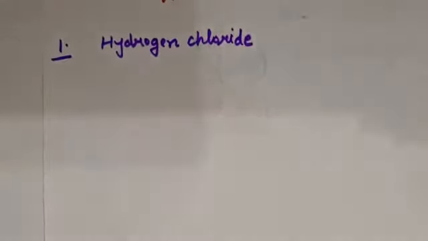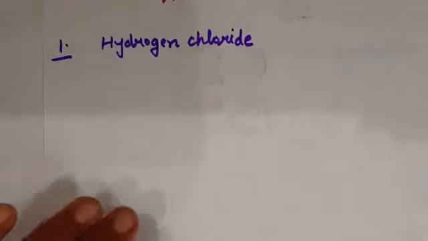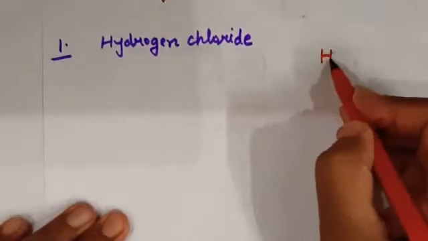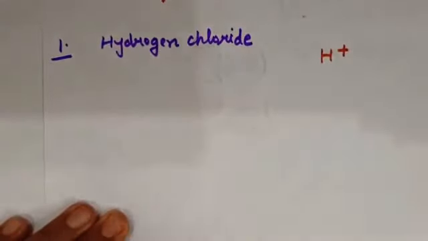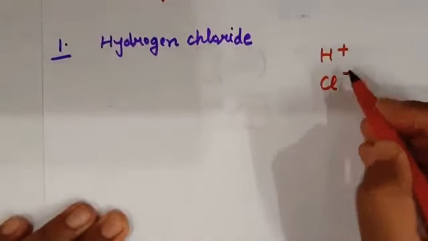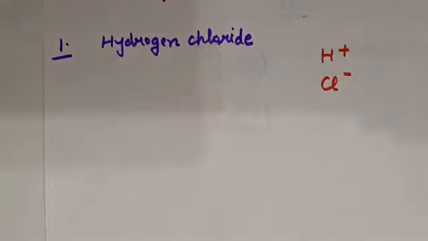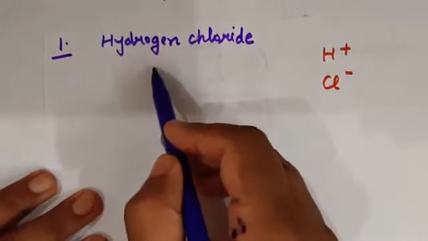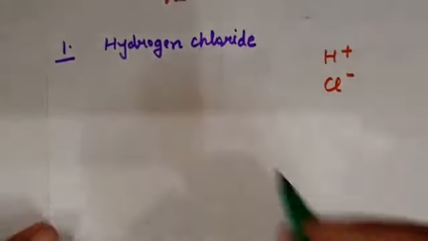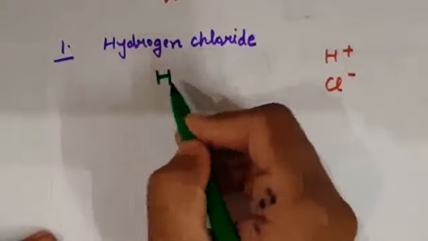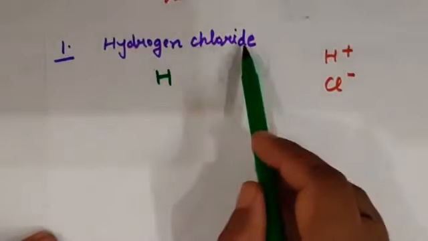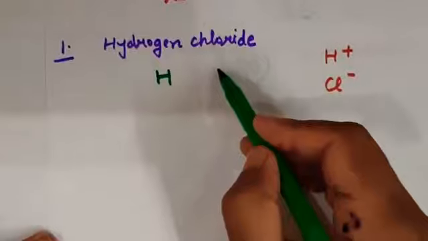Okay, now what is the symbol of hydrogen? I gave you one table to learn from the NCERT. From that you will see hydrogen is H positive and chloride is Cl negative. So hydrogen, it is H positive. So H. For chloride, what is the symbol? Cl.